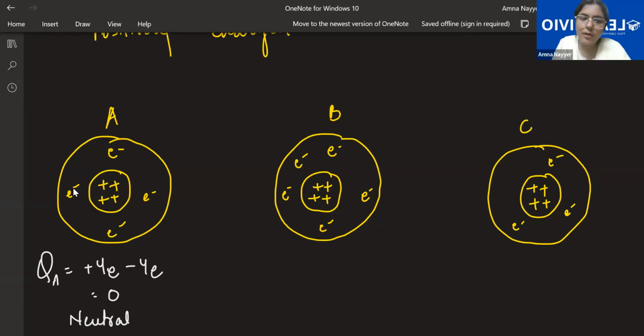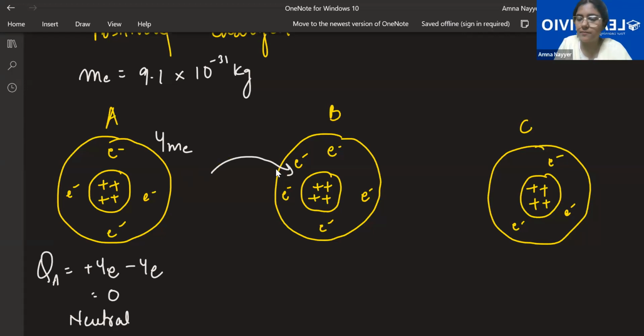Now, remember electrons are not massless entities. Electrons carry their own mass, 9.31 into 10 to the power minus 31 kg. This is the mass of an electron. If 4 such electrons are there, 4 times the mass of an electron will be here. Now let's come to body B. Suppose one of the electrons from another atom is being added into this.